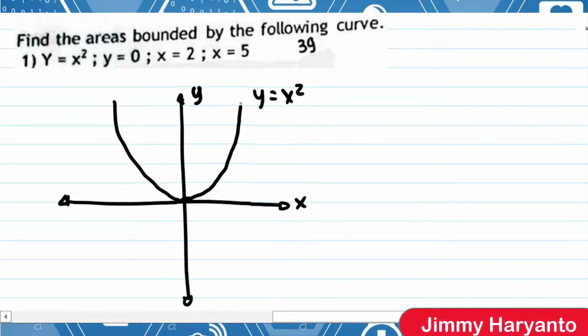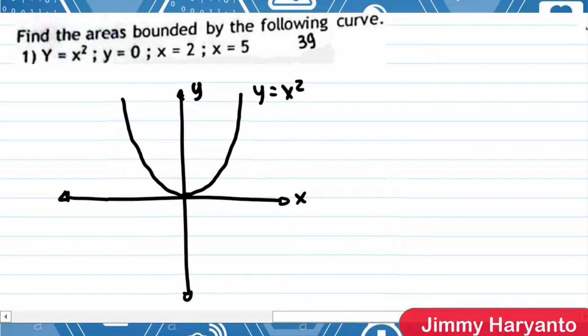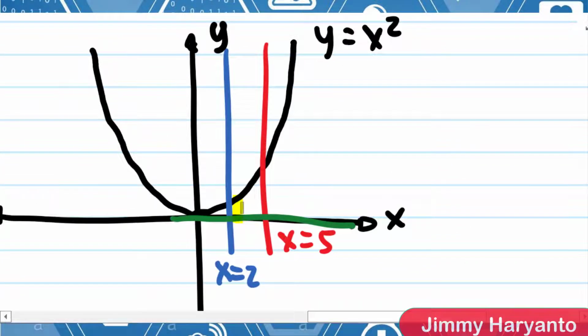So ugly. Wait. Okay, that's better. X squared, and then x equals 2. X equals 2 is right here, and then x equals 5. Oh, I'm sorry. This one is x equals 5. This one is x equals 2. And then y equals 0 is the x-axis. That means the area will be this one, the yellow one.